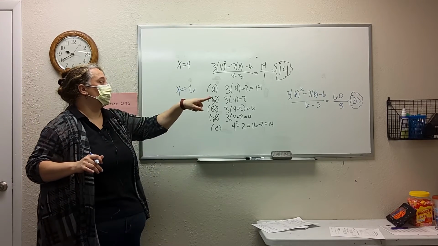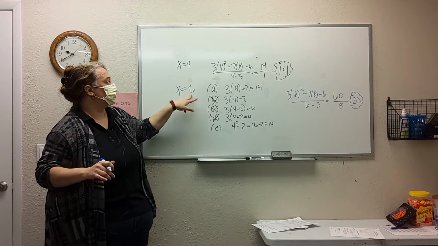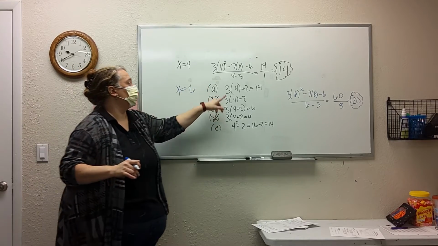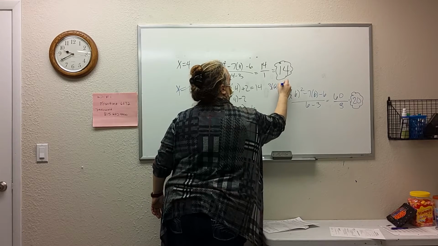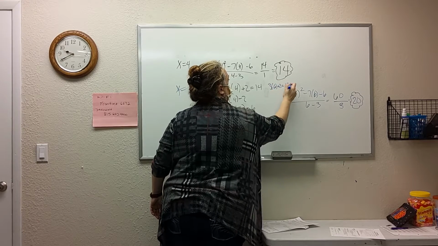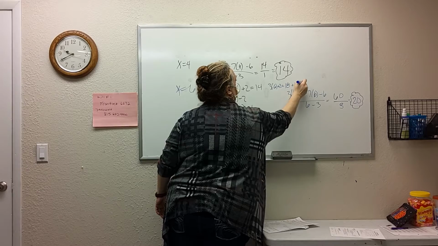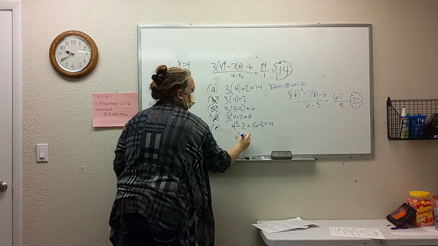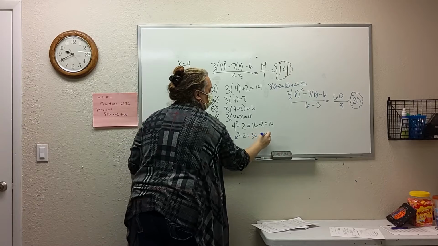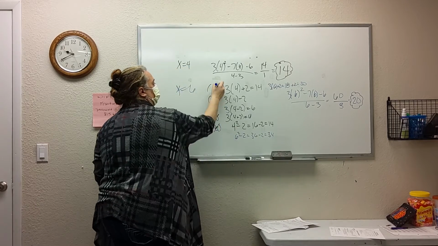So 60 over 3 is 20, new target's 20 with plugging in 6. Again, I only have to check A and E. So 3 times 6 plus 2. That, oops, 3 times 6 is 18. 18 plus 2 does indeed give me 20. A still works. E, 6 squared minus 2 is going to be 36 minus 2, that's 34. So E is out. A is going to be my answer.